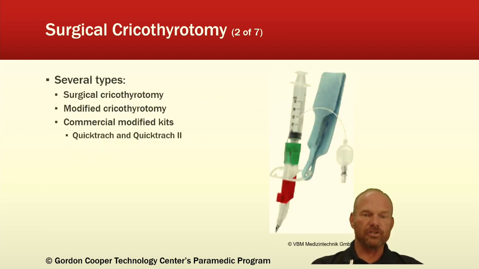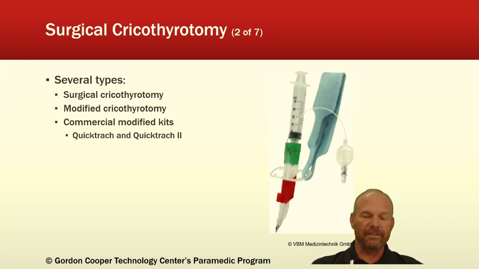So types: you've got surgical crics. The traditional method involves incising the skin and the cricothyroid membrane with a scalpel, inserting a tube directly into the trachea to secure the airway. And then there's a modified cric, a variation of the surgical technique that may use specialized tools or slightly different steps to achieve the same result.